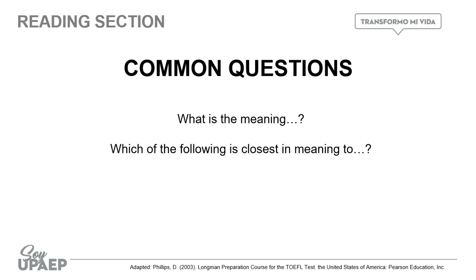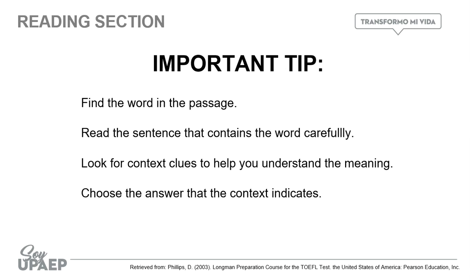What are the common questions? Just as in the previous two modules, the questions are, what is the meaning, or which of the following is closest in meaning to? Now let's review what we have to do in order to determine the meaning of difficult words. First of all, remember, find the word in the passage. Read the sentence that contains the word carefully. Remember, it is very important that you understand the context. The context is going to help you determine the meaning of the word. It is important also to look at the context clues, as we already covered in the previous modules.